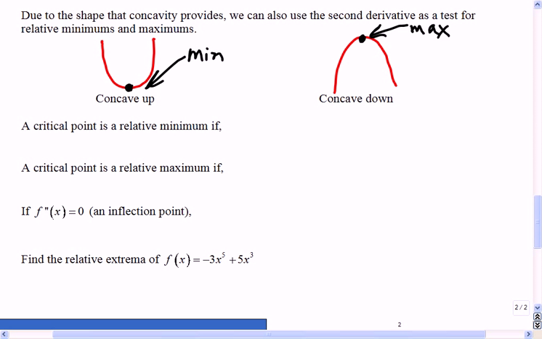So the second derivative can also tell us, we don't have to use the first derivative test, we can also try using the second derivative. If a critical point is a relative minimum, that means the second derivative, okay, for a minimum, it has to be greater than 0. The graph must be concave up.